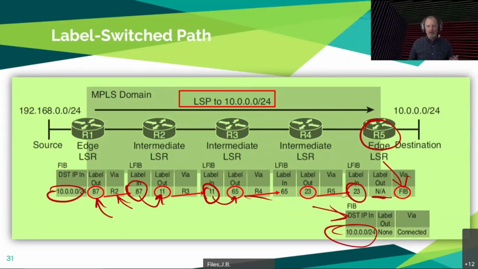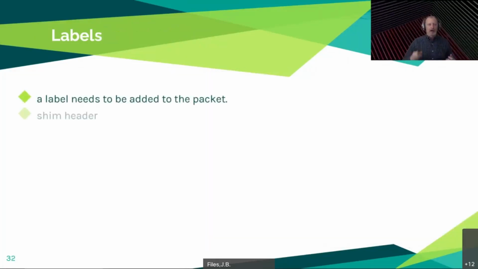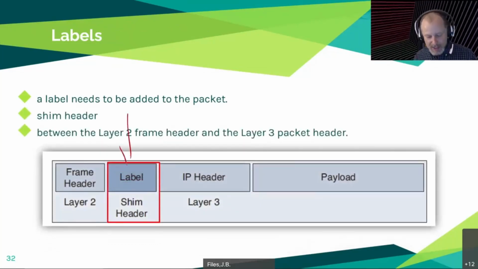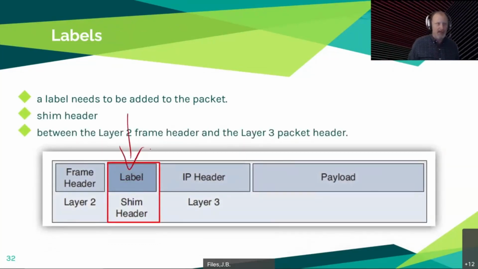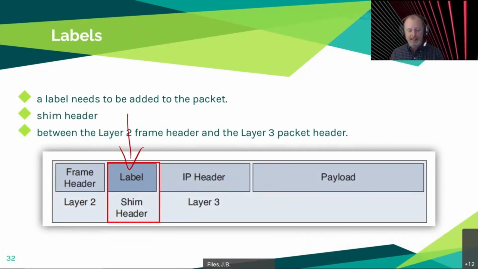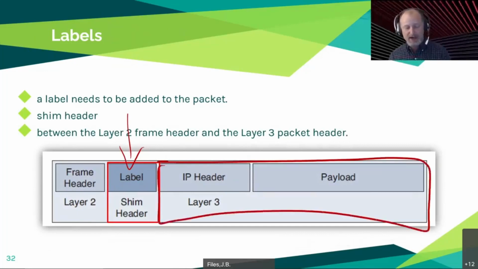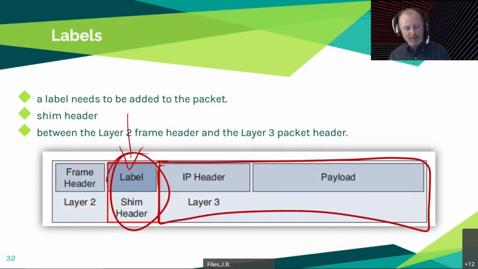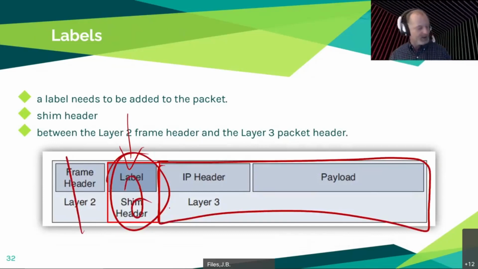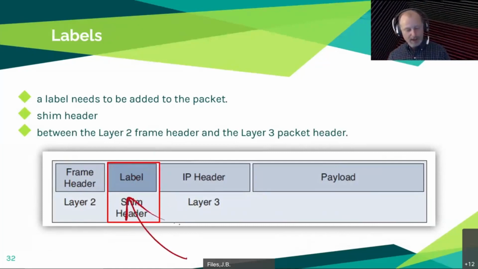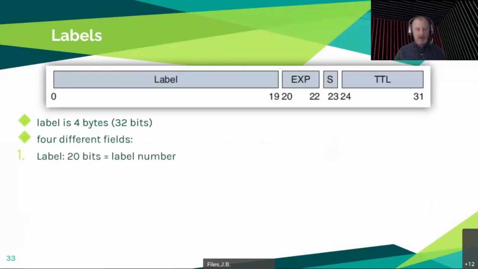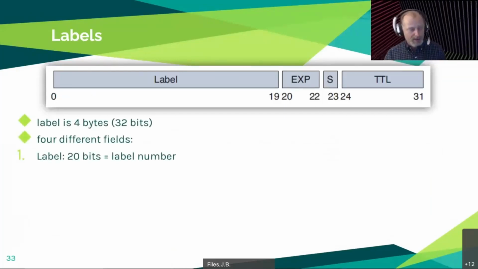So what is that label? Well, we call it a shim header because it just kind of gets put in there. Since we're talking about packets, this is what's being carried. It's going to go in between the IP header and the frame header here. The label itself has 4 different fields. It's 32 bits in total, divided into 4 fields.